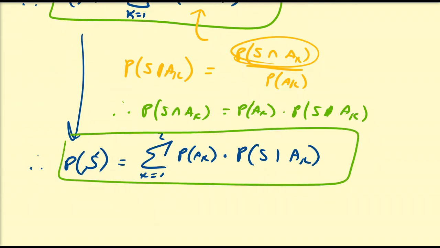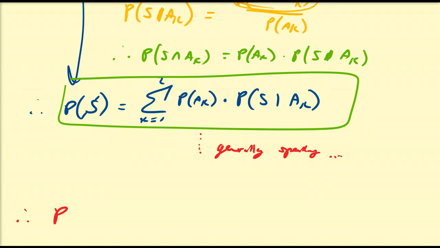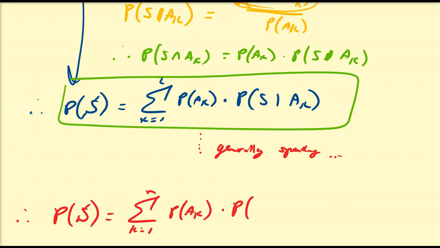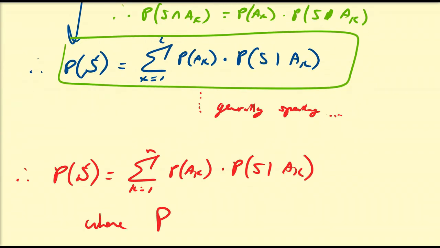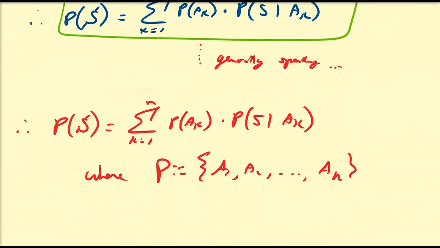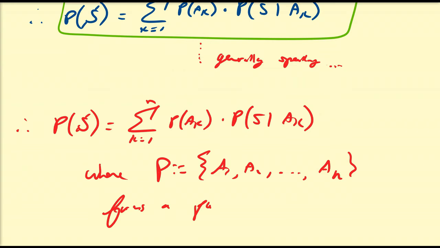Right? So I can, of course, extend this down. Generally speaking, we can break this piece S into n little pieces. So we can assume that P(S) is equal to the sum from k equals 1 to n of P(A_k) times P(S given A_k), where A1, A2, all the way down to An, forms a partition of S.